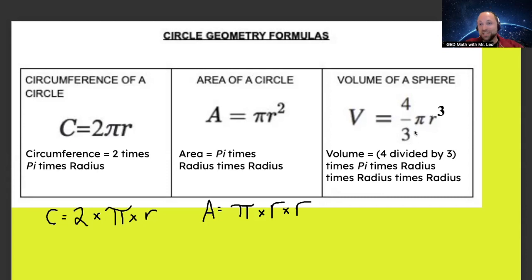I see a fraction, I see a third power, but don't be distressed. I got you. All right, we're going to start here. Volume equals 4 divided by 3. This is how I want you to deal with these fractions.